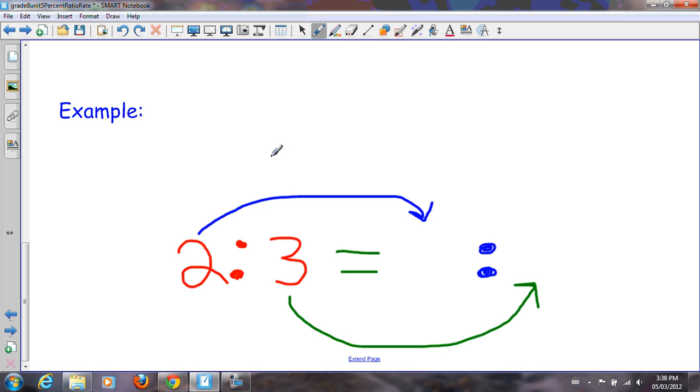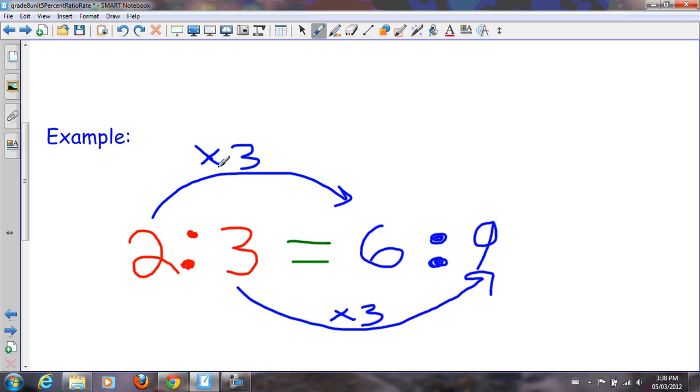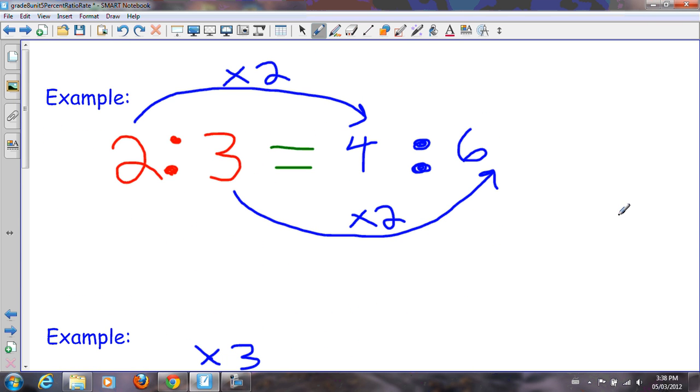For the last one, we could multiply it by 10 if we wish. But we must do the same to one side as we do to the other. So 2 times 10 will give you 20, and 3 times 10 will give you 30. So when you're asked to give several equivalent ratios, you can start off with one of them and just multiply it by different amounts to get equivalent ones.